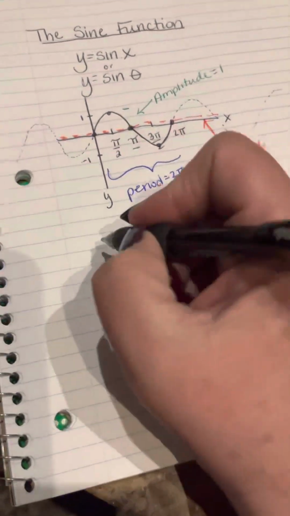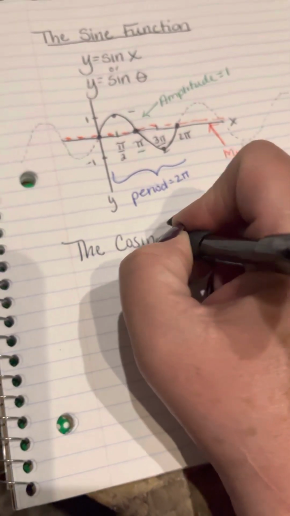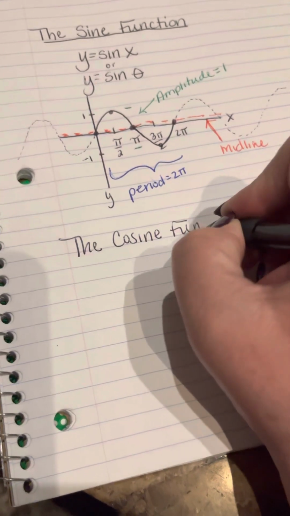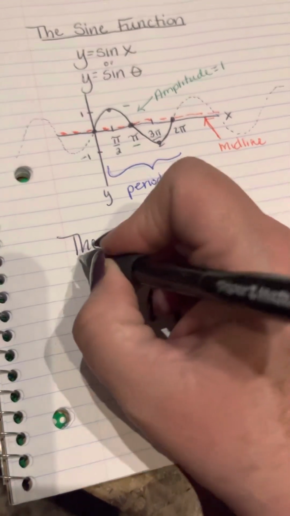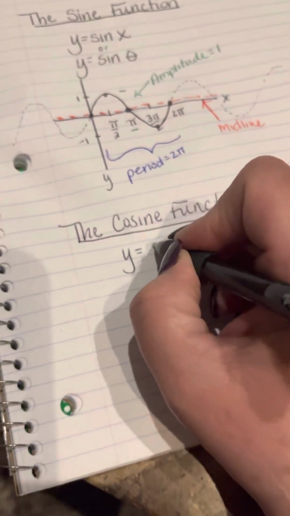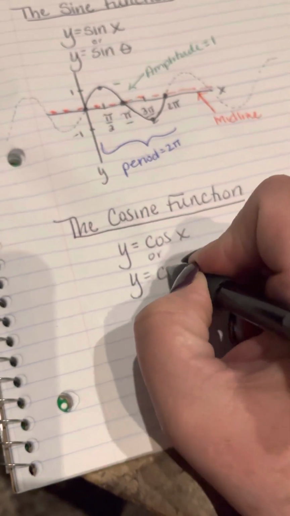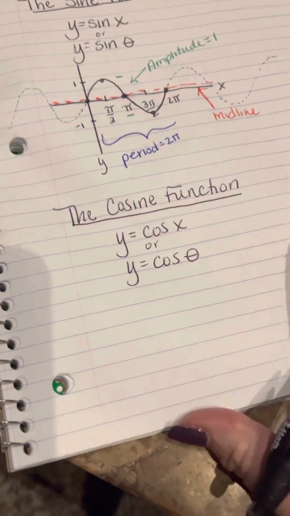All right, the second one is the cosine graph. So the name of our function is the cosine function. The equation is y equals cosine x, or y equals cosine theta is how you're more comfortable seeing it.